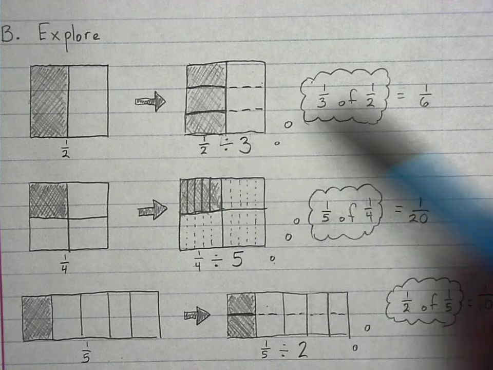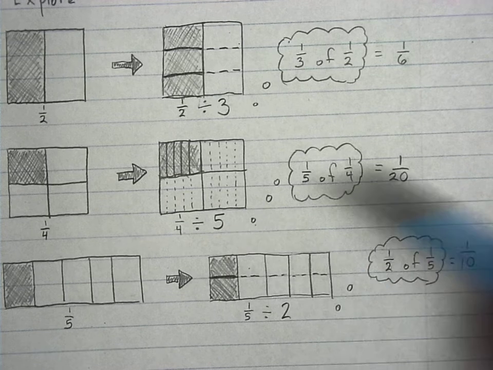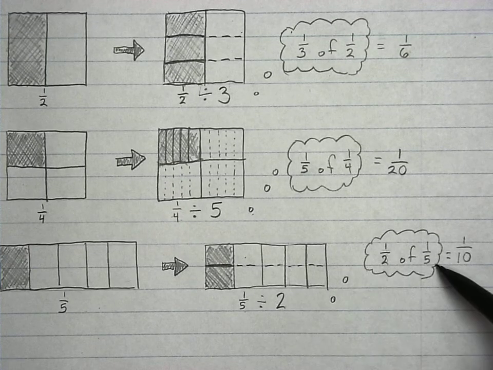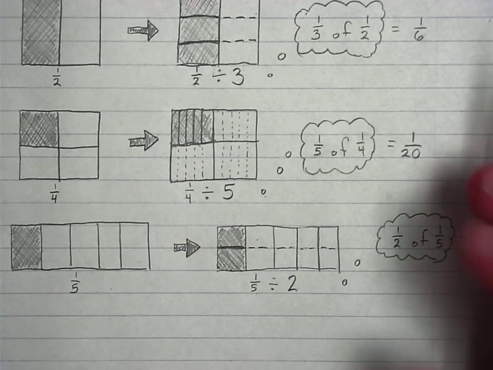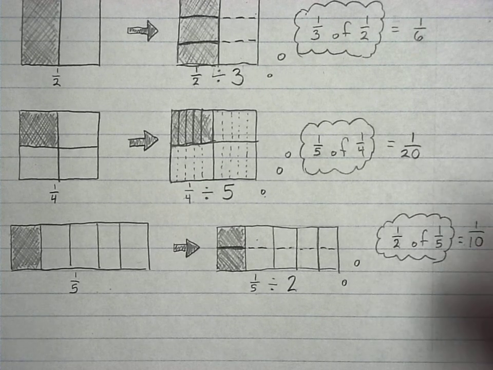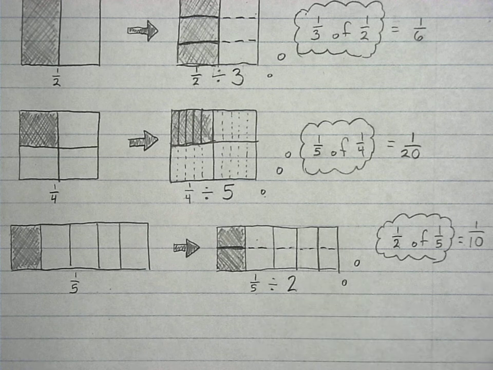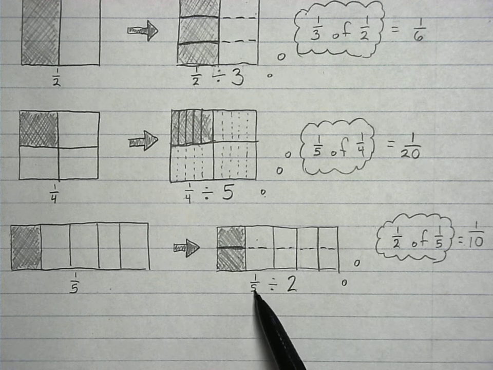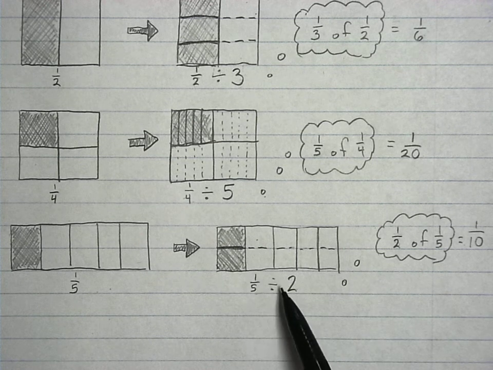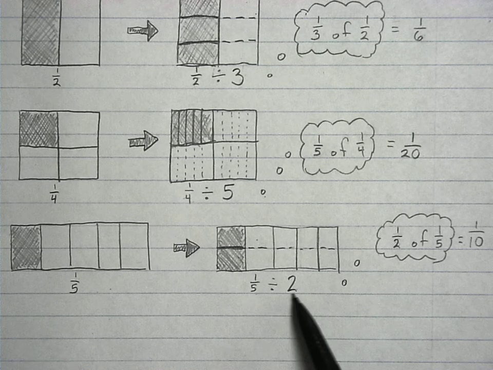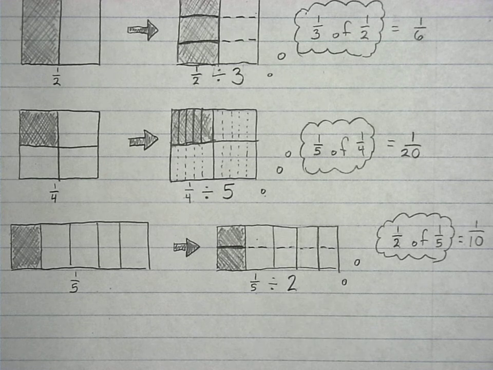2 times 3 is 6. 4 times 5 is 20. 5 times 2 is 10. These examples are showing us that we can just multiply. Now this only works if we're dividing, so please be careful. If we're dividing a unit fraction divided by a whole number, go ahead and just multiply across the bottom.